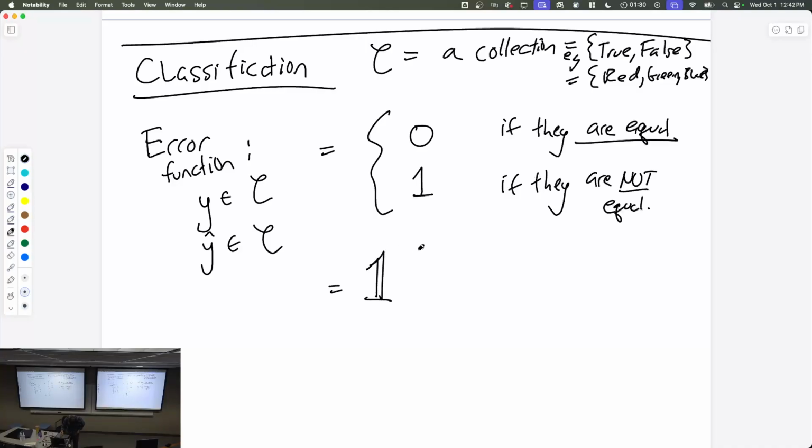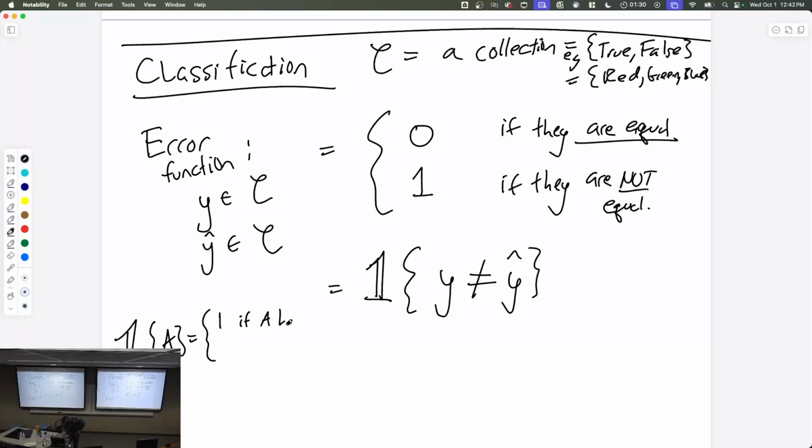So this one is the indicator function of y is not equal to y hat, where the indicator function of some event A means 1 if A happens and 0 if A does not happen. Okay. So some people might call this the 0-1 loss.